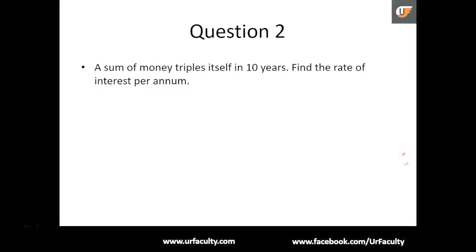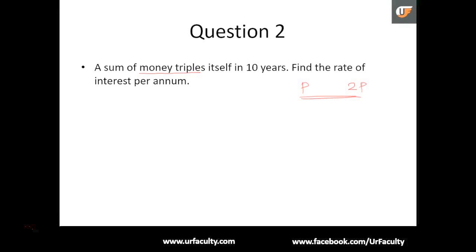Okay, moving on to the next question. A sum of money triples itself in 10 years. Find the rate of interest per annum. So this is key here. The money triples itself. So what do you mean by money tripling? Let's say we are given at the value P. So for the value to become 3 times, or let's say 2 times, so how do you represent it? You represent as 2P. So what does this mean?